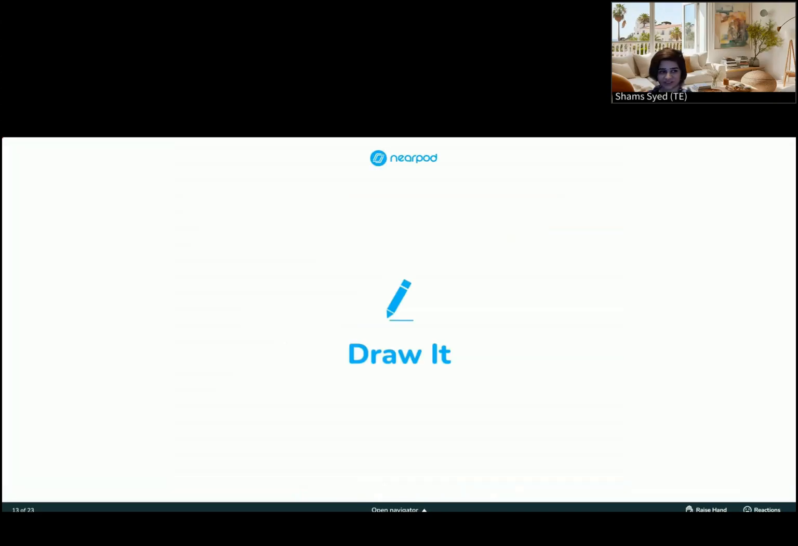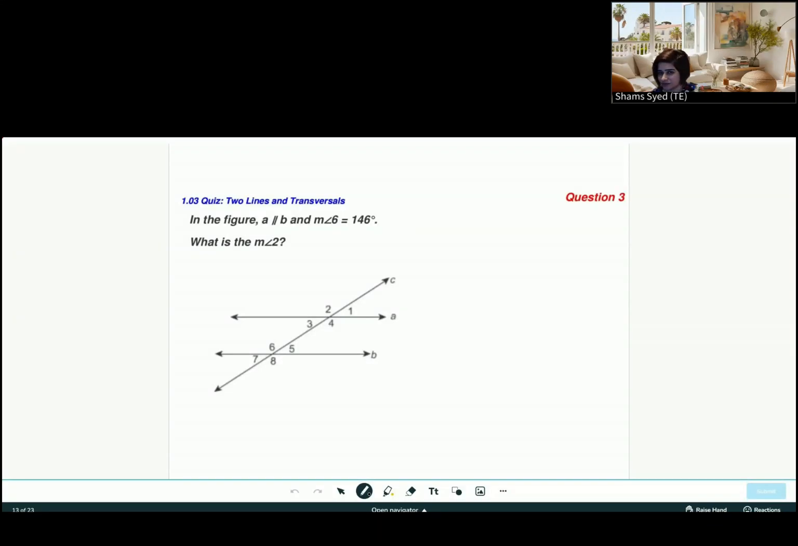This is supposed to be an interesting topic because you can visually see and tell. Here in the figure, A is parallel to B and angle 6 is 146. So I know that the measure of angle 6 is 146. I'm going to go and mark it. Everybody go mark 3 more angles that are congruent to angle 6.